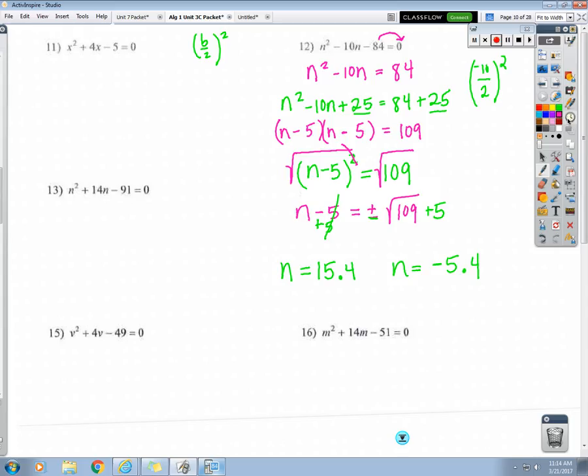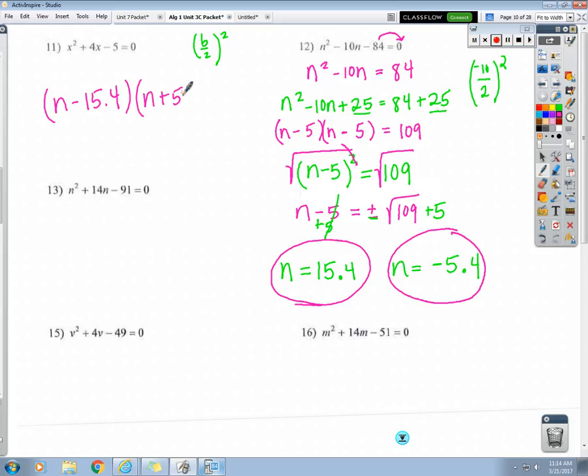Okay, now let me show you something. Pay attention. You don't have to do this. I just want you to understand why these are the solutions, okay? So just pay attention. Think about it. In factored form, wouldn't that 15.4 have been written n minus 15.4? And this negative 5.4, wouldn't that have been written n plus 5.4? Add those numbers together. Negative 15.4 plus 5.4. And isn't that what they should be adding to? Now multiply them. What's negative 15.4 times 5.4?